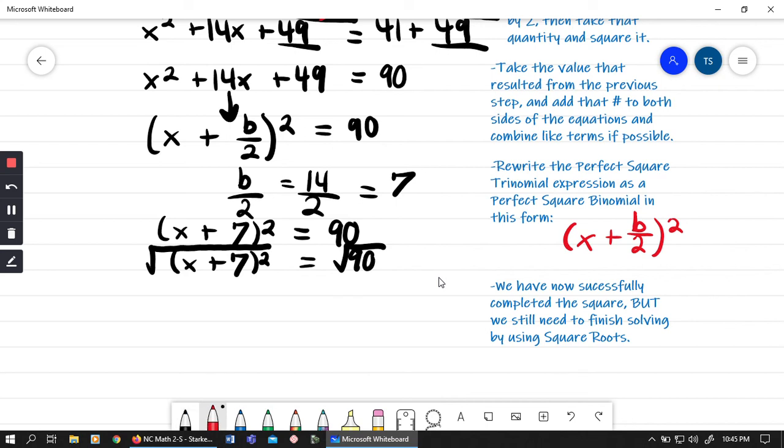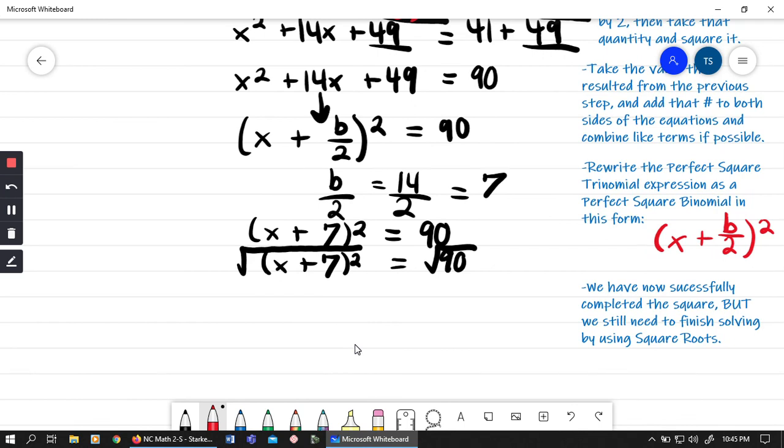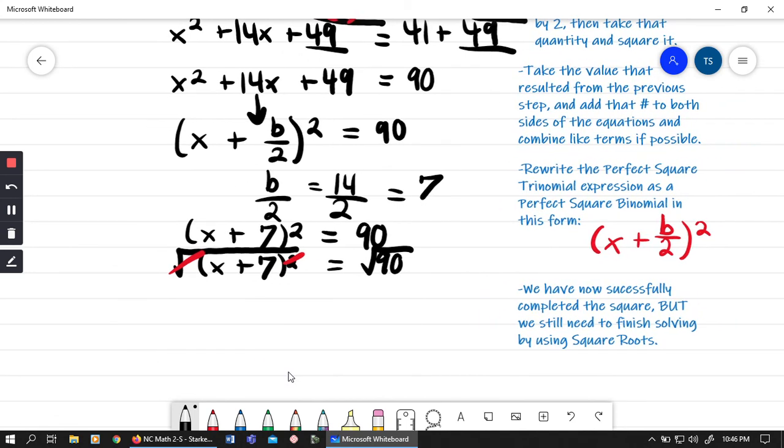Remember that when we take the square root of something that's being squared, the square root cancels out with the square. They act sort of like inverse operations, so they cancel each other out. What's left over is x plus 7.